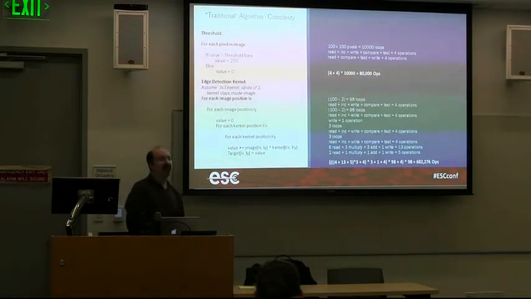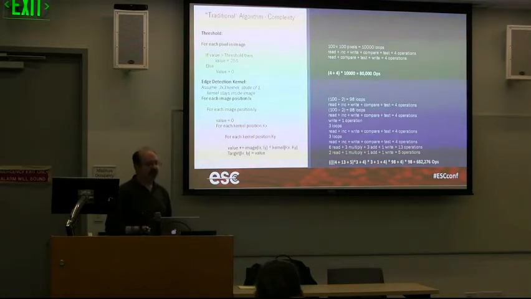So, thresholding an image. This is pretty straightforward. For every pixel in the image, if the value is greater than some predetermined threshold, set it to 255. Otherwise, set it to 0.